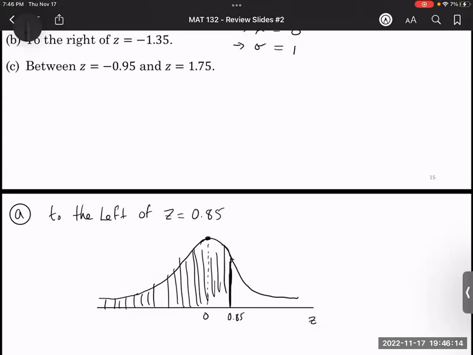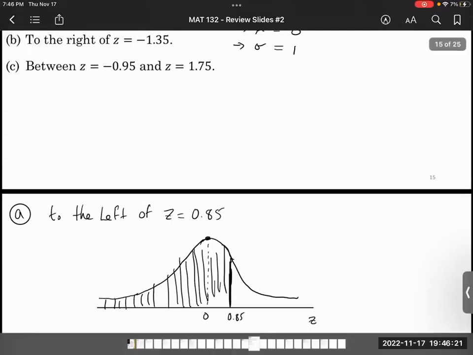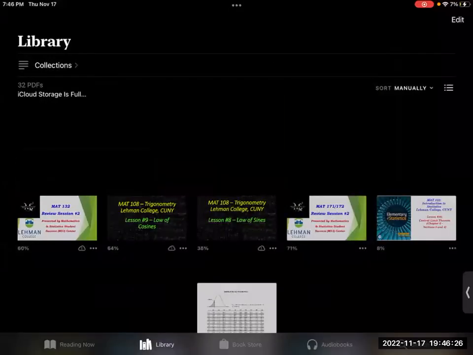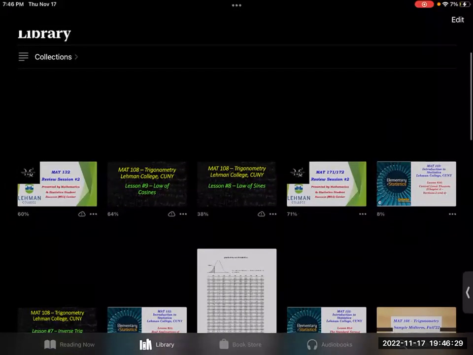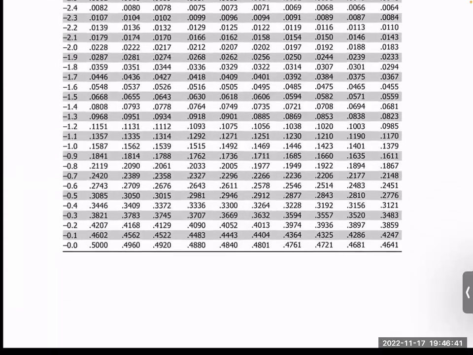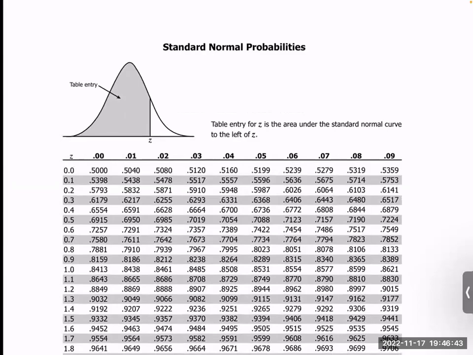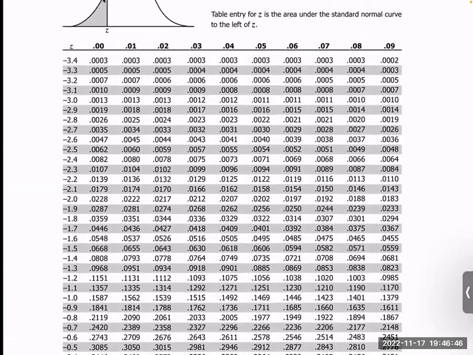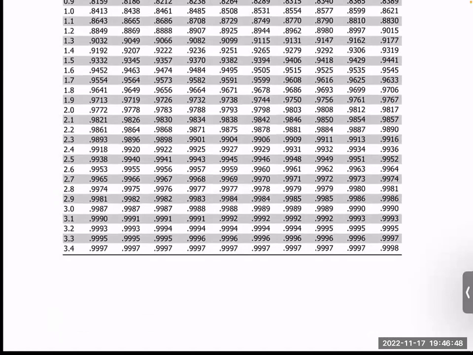To find this area now, you have to use your Z table. I don't know if any of you at home have a Z table, but I'll show you mine. It's not in the slides itself, but I have it here. Please note that the table entry for Z is always the area to the left of Z. There are always two sides of this table: the negative side and the positive side.